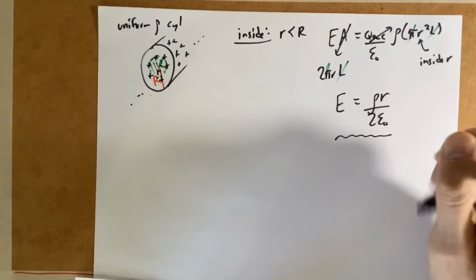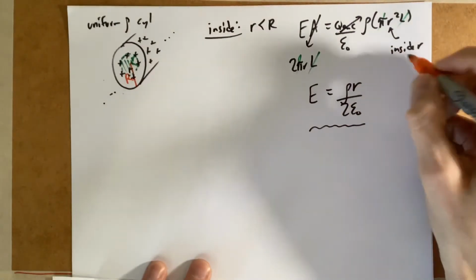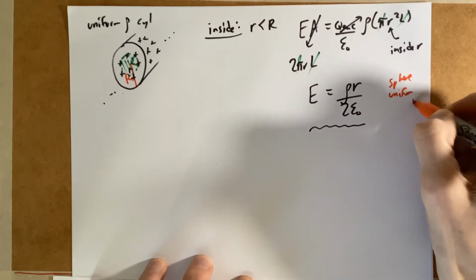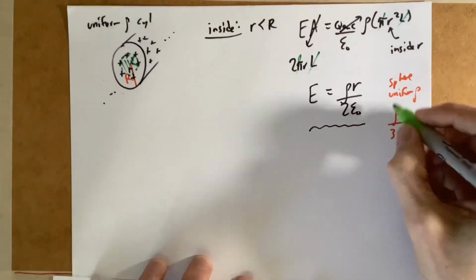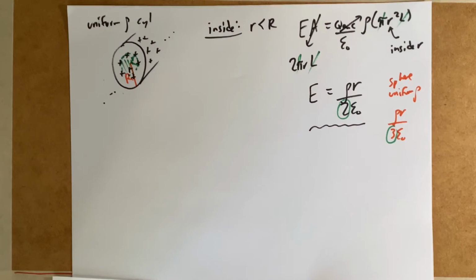And by the way, comparing that to the sphere result when I was inside the uniform rho sphere, for a sphere of uniform rho, I got rho r over 3 epsilon naught. So aside from the fact that there's a 3 here and there's a 2 here, it's exactly the same result.